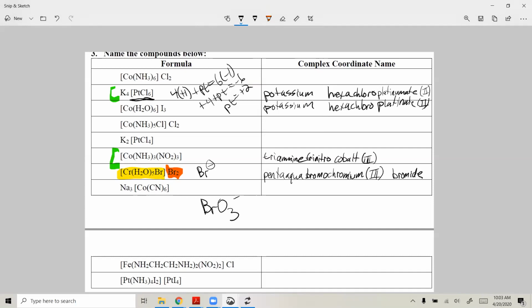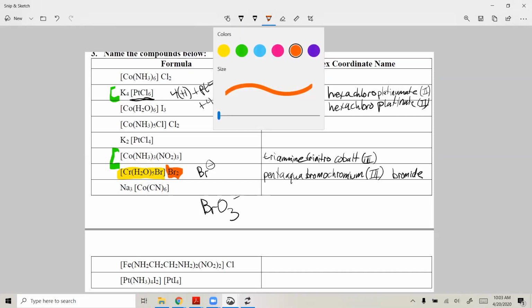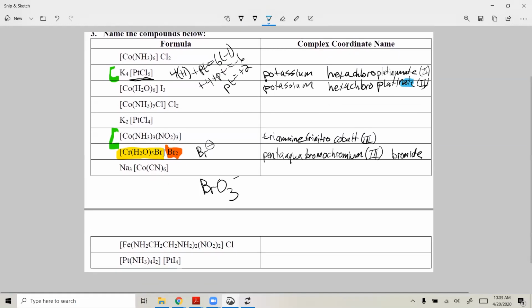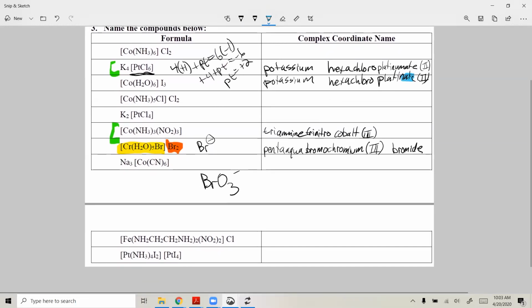So once you're not part of that complex anymore, you want to follow your normal or your traditional naming rules. So we only end in these "ate"s, like for our platinate, when it's part of our metal complexes. Even though it's next to the metal complex, it doesn't change how we would name this Br part. And so that's how we end up with just bromide. Does anyone have any questions on that part?